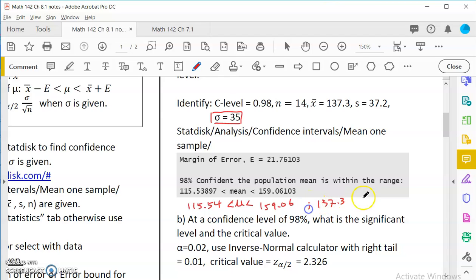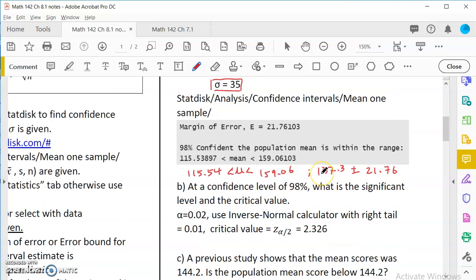137.3, which is X bar, plus and minus the error, 21.76. And you see that if I add 21.76, it becomes this. If I subtract 21.76, I get this, right? From 137.3. So this is the interval that mu would be. So my sample shows 137.3, but the real mean could be as low as 115.54, as high as 159.